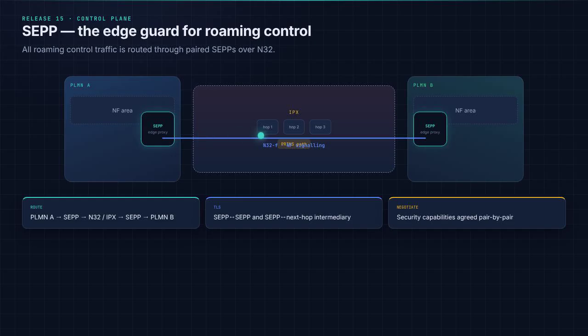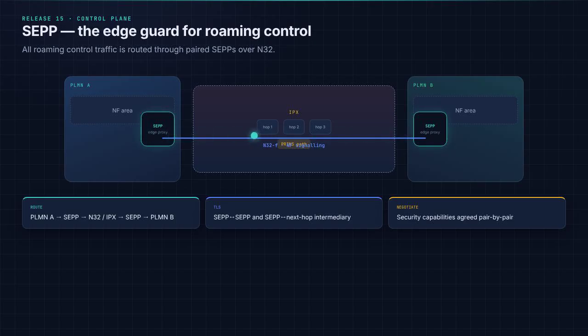Pair by pair, SEPPs negotiate which security capabilities they will actually use. That negotiation matters because not every interconnection looks the same. Some paths are more direct, some pass through IPX entities that may need to see or transform selected fields. Pause on the plain language takeaway. Control traffic does not cross the interconnection unguarded. It is forced through paired boundary proxies that speak a defined interface, N32.